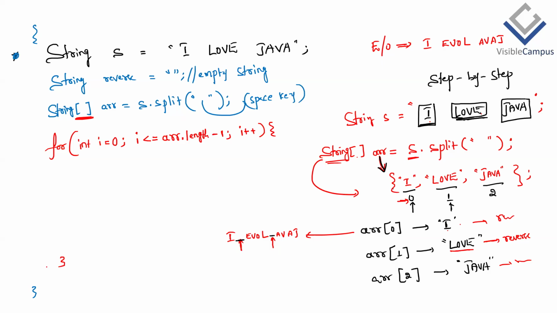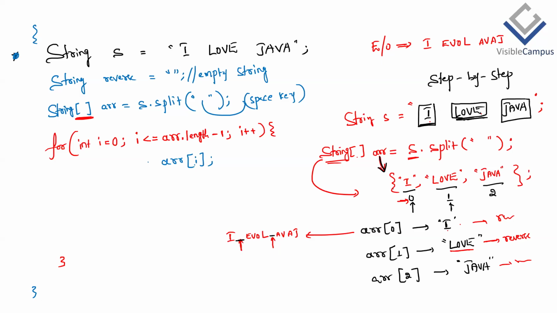Understood? First point. Then what is the first element? First element is I. Second element is love. Third element is Java. So get each element and reverse it. Understood? Then how to reverse it? Just to keep it simple, I'm writing one extra line of code. If you are using the array name with the index number i, what do we get here? ARR of i is what?